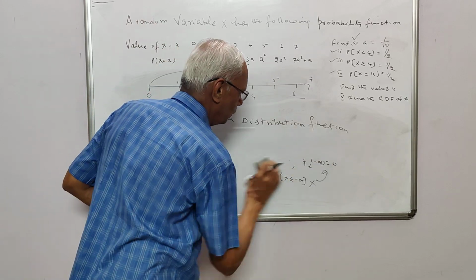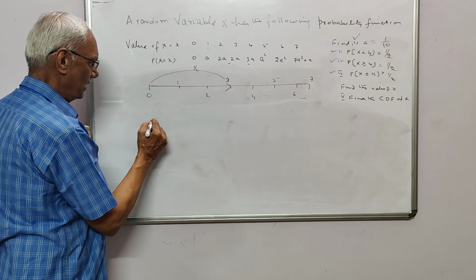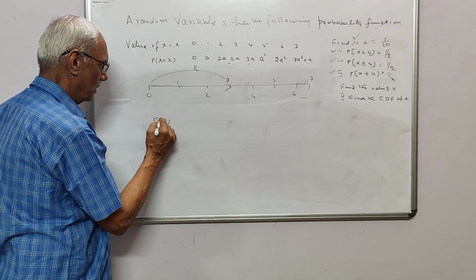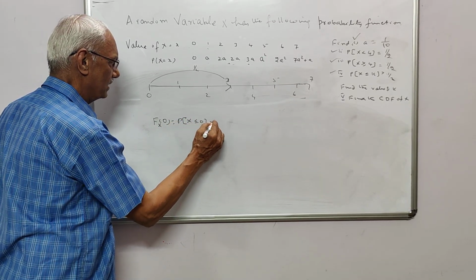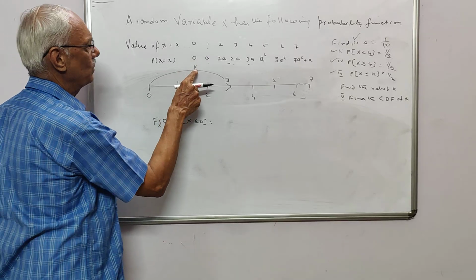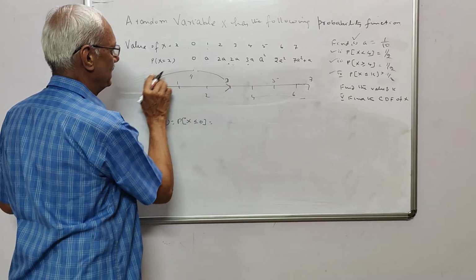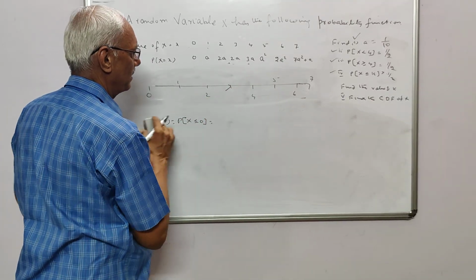Now let me do this. See what we are having here. Let me start doing this. So Fx of 0. What is the meaning of this? P of x is less than or equal to 0. See, x less than or equal to 0 means what? Here x is, I don't want all these things. So let this be here, and here this is 3.